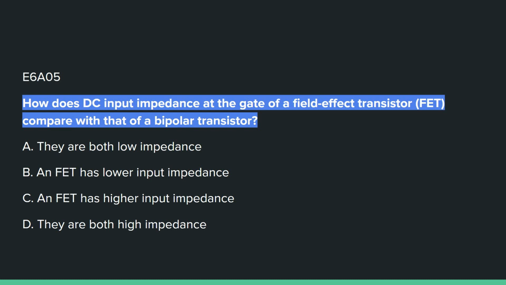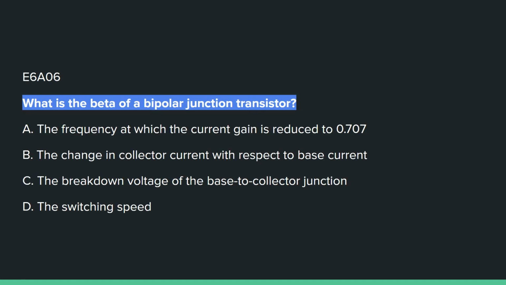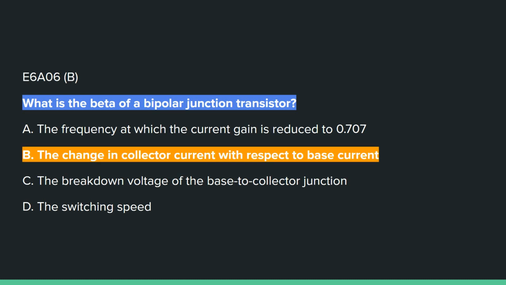E6A05, how does DC input impedance at the gate of a field effect transistor compare with that of a bipolar transistor? C, an FET has higher input impedance. E6A06, what is the beta of a bipolar junction transistor? It's B, the change in collector current with respect to base current.